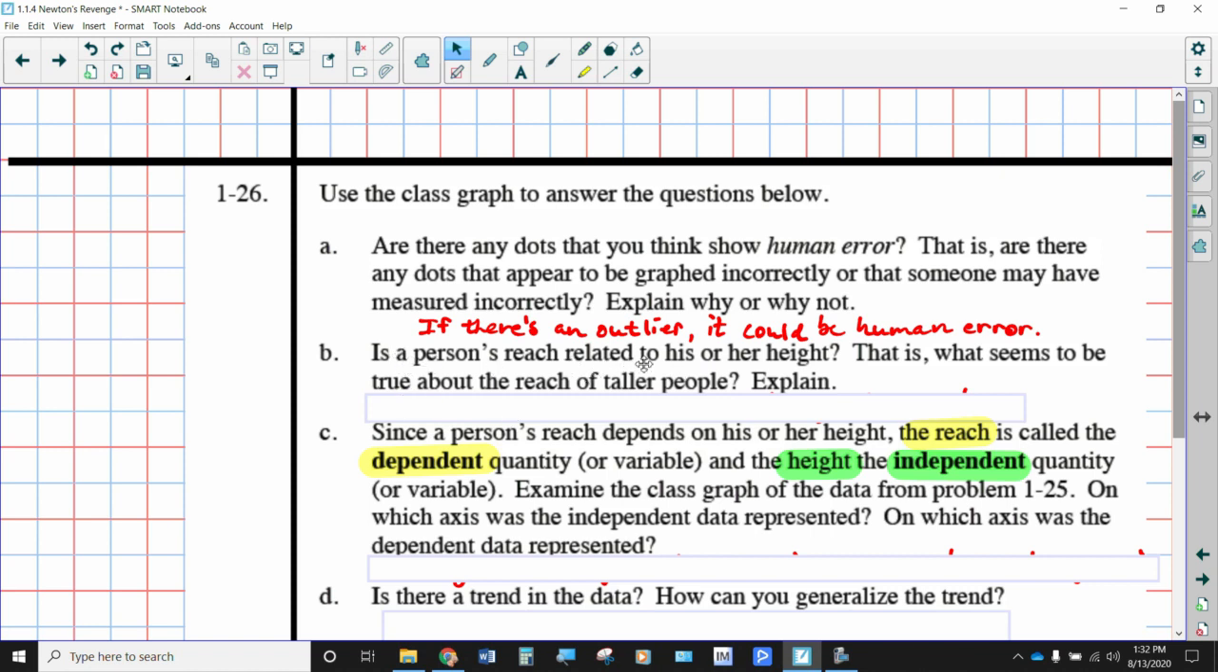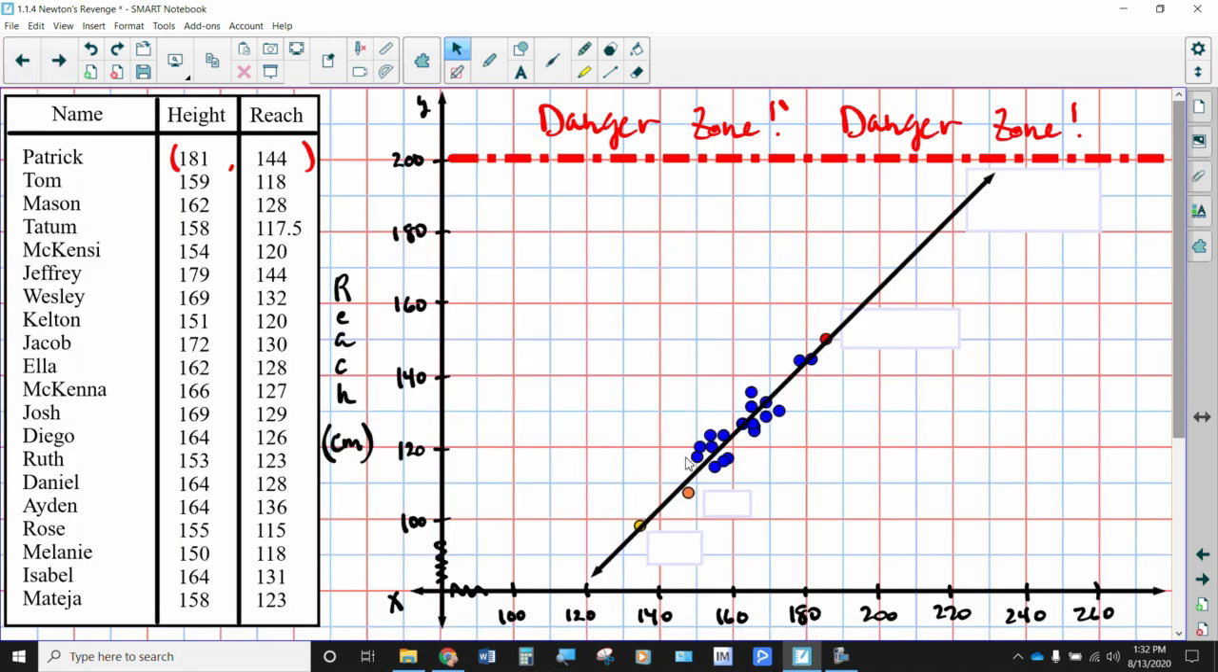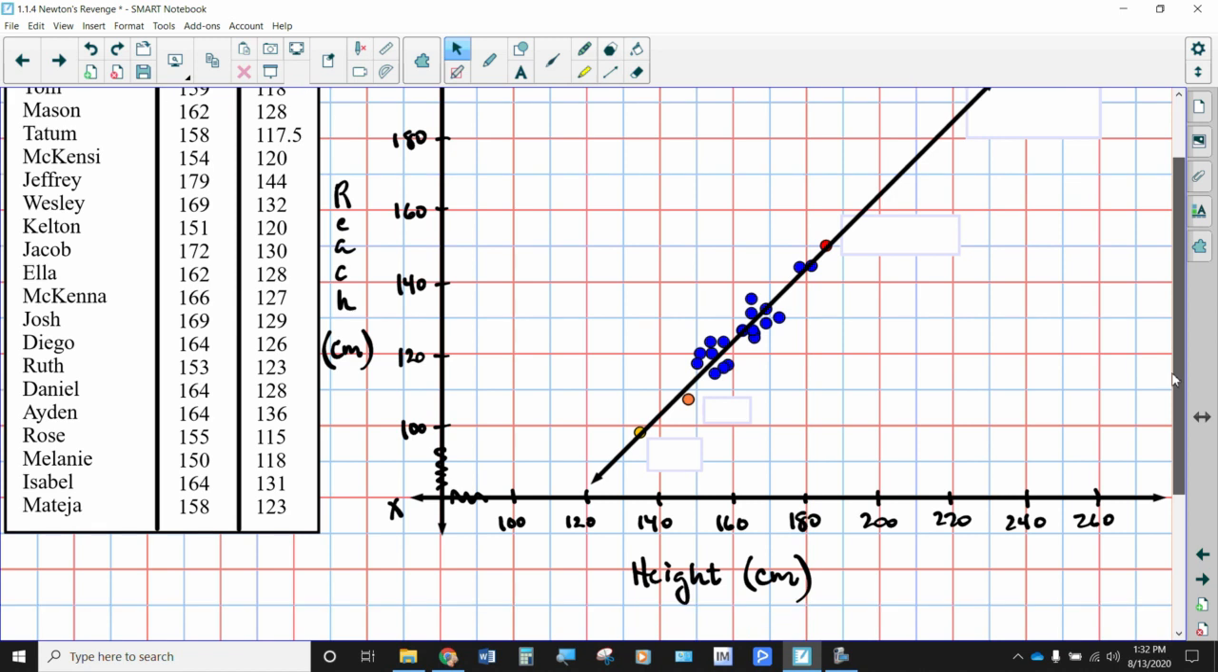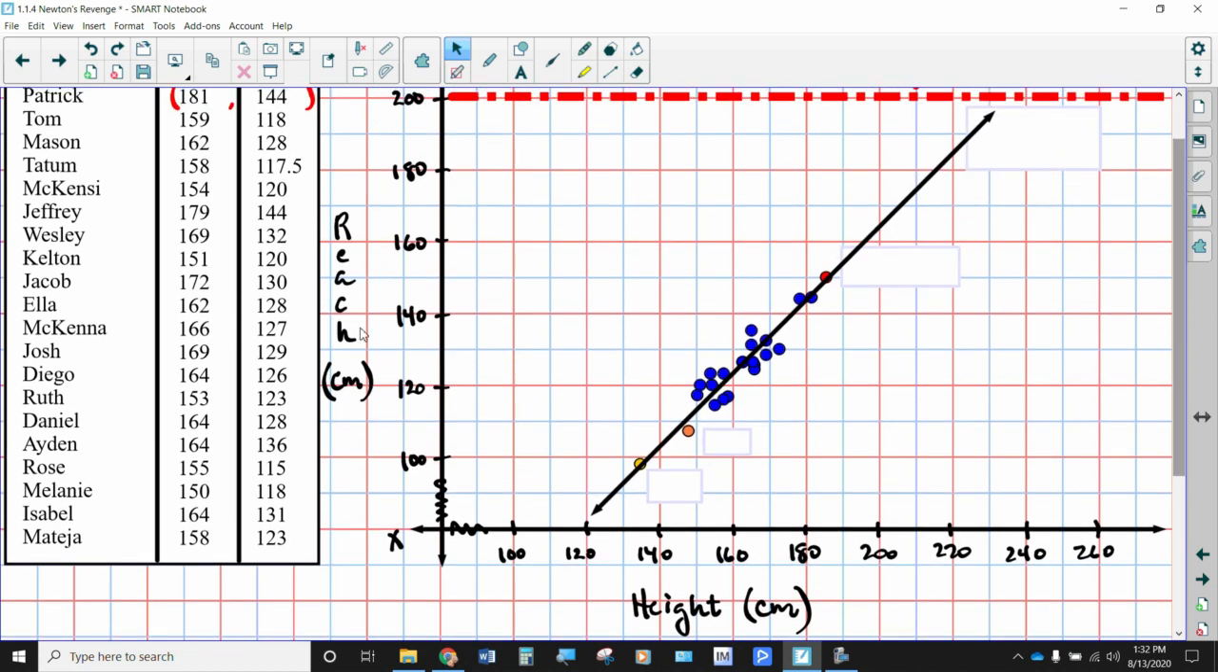Is a person's reach related to his or her height? That is, what seems to be true about the reach of the taller people? Well, this is where you get into the line of best fit. It looks to be that there's a trend here. The taller the person is, the longer their reach is, right? We don't have any situations where you've got outliers out here or out here.